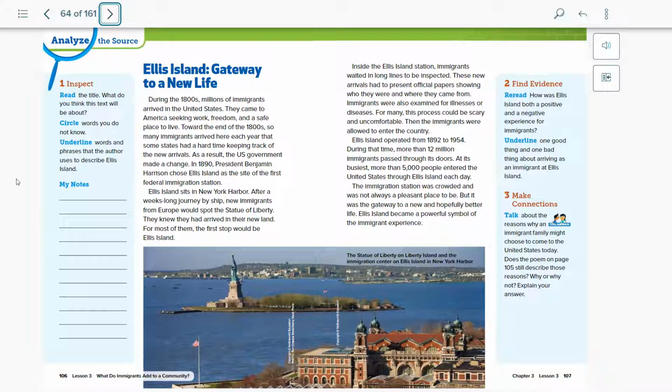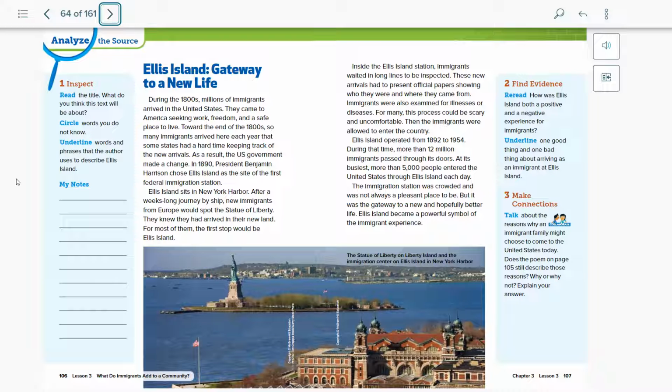So here we can read and see that a lot of people left their homes and they came to the United States because they were either looking for work they couldn't find in their home country, they were looking for freedom if they were not being allowed those same freedoms in their home country, whether it's religious freedom or otherwise, and a safe place to live in case their home was facing war or anything else.